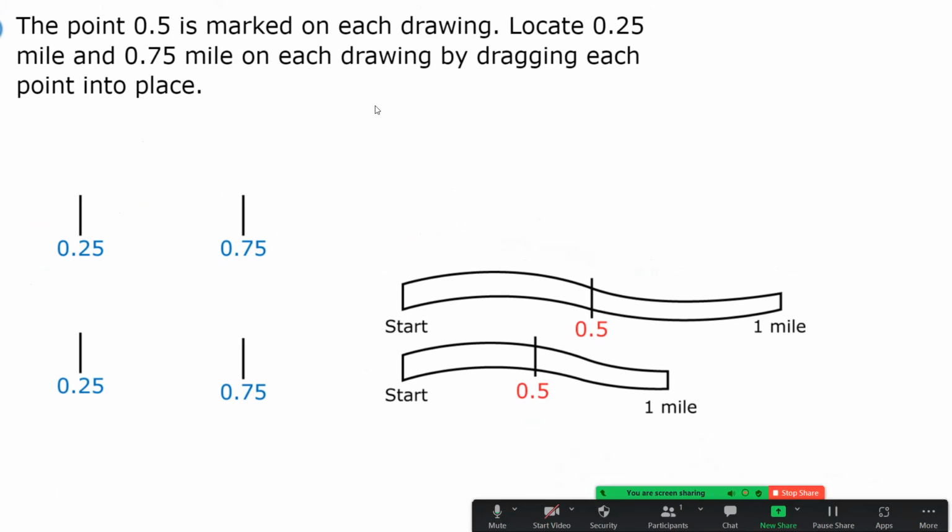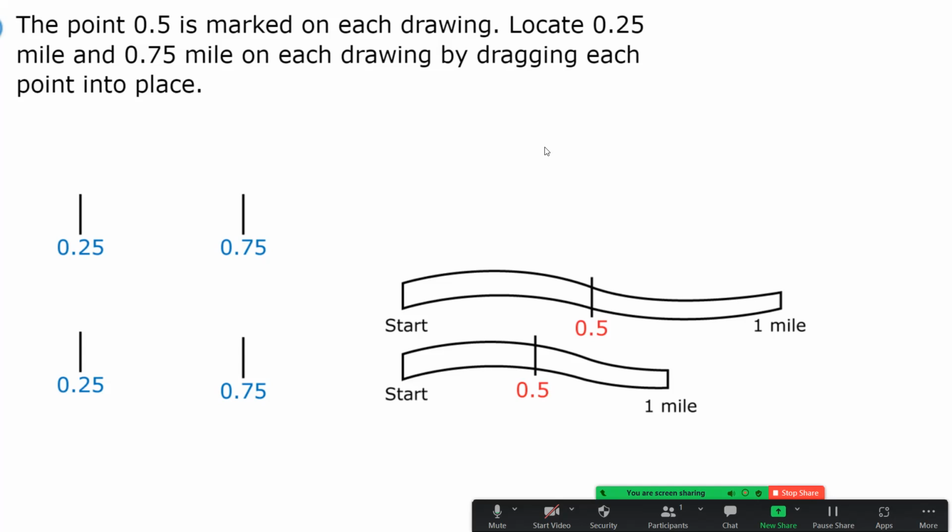Now for this part, it's telling us the point 0.5 is marked on each of the drawings. So locate 0.25 and 0.75 by dragging them into place. So we know 0.25 or 1/4 is going to be 1/4 of the way across. So if this is 1/2 or 2/4, that means the 0.25 is going to be halfway between this first section. So we're basically taking the first part and splitting it in half. For the second piece, same thing. We're looking at the distance from the start to the halfway point, and we're going to split that in half.